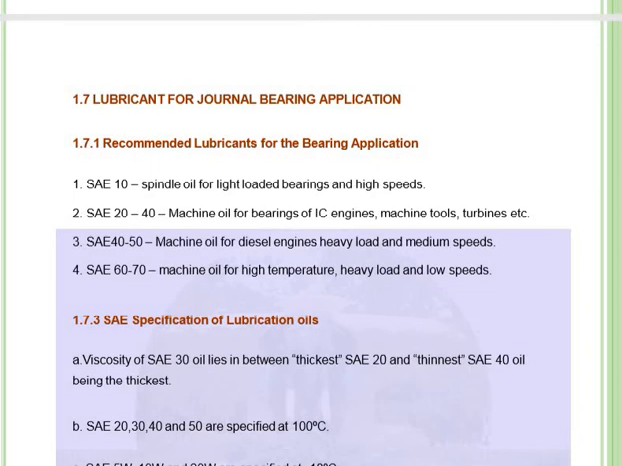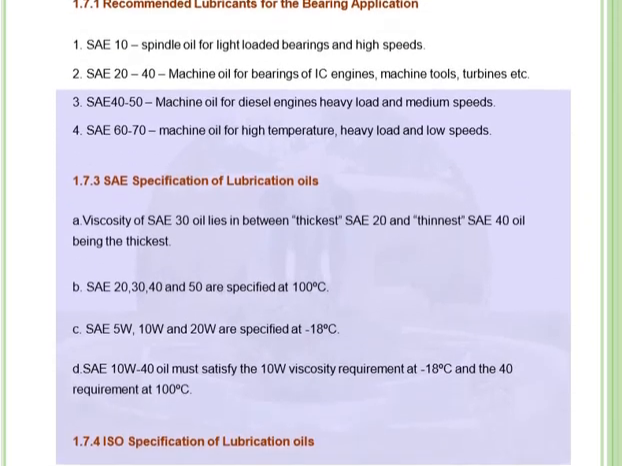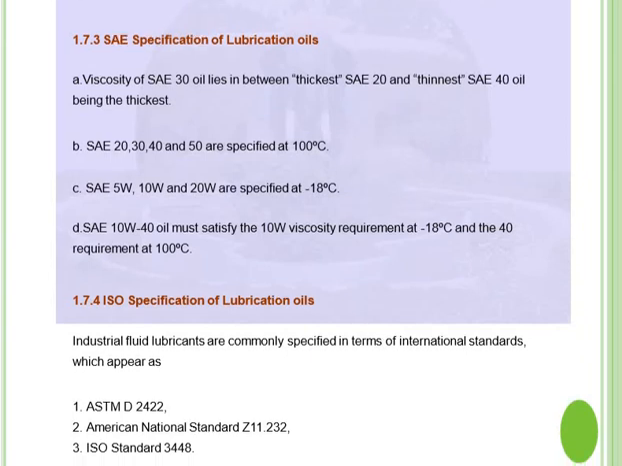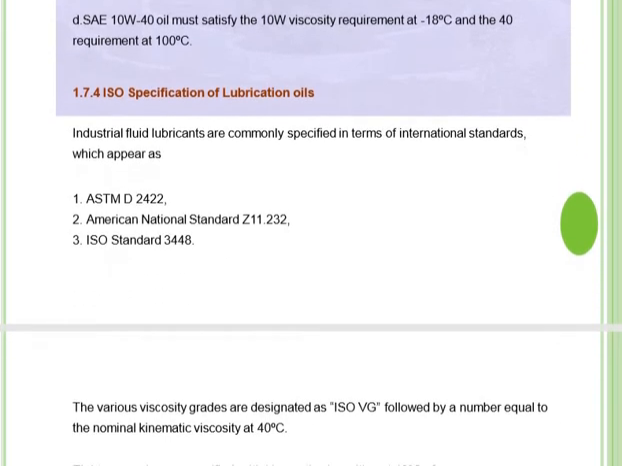What is that? Now we are going to read this SAE. What is SAE? SAE is nothing but the Society of Automotive Engineers. So different grades are separated, and temperatures we can go up to a maximum. And SAE 20, 30, 40, 50 we can use up to 100 degrees centigrade. And SAE 5, 10, 20 W, the W specific to winter, that is near about minus 18 degrees. So SAE 10 we can apply up to minus 18 degrees also. So these specifications also will be there.